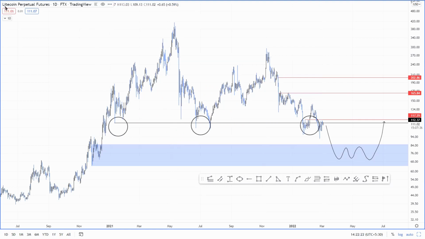Today we're going to be taking a look at Litecoin and what the price action entails, right?